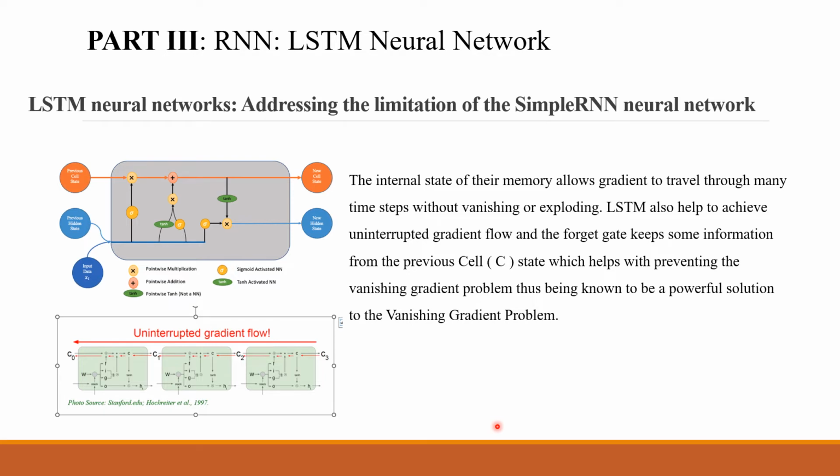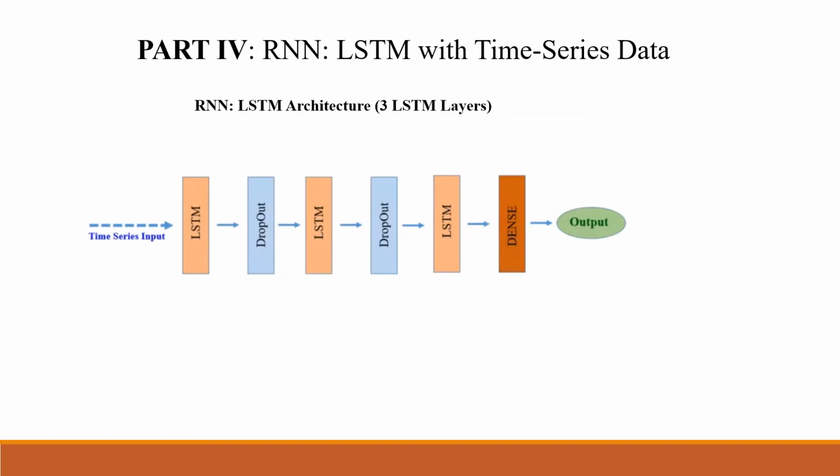The LSTM has an internal state, or memory, that allows gradient to travel through many time steps without vanishing or exploding. It also helps to achieve uninterrupted gradient flow, as shown in this diagram over here, and it has the forget gates, which keep some information from the previous cell C state, thus preventing the vanishing gradient problem. Therefore, in general, LSTM is known to be a very powerful solution to the gradient problems and mostly the vanishing gradient problem.